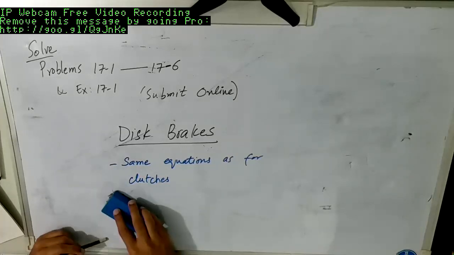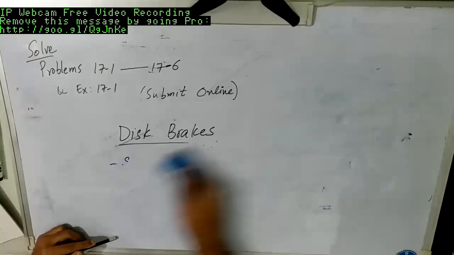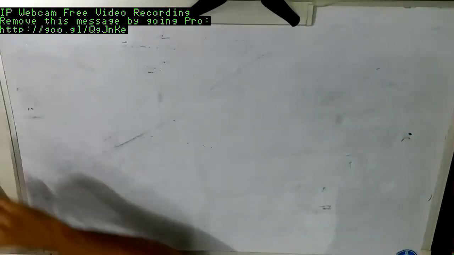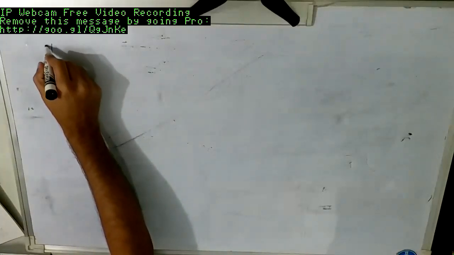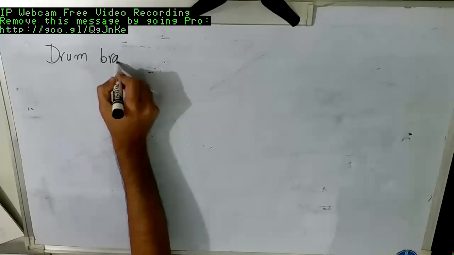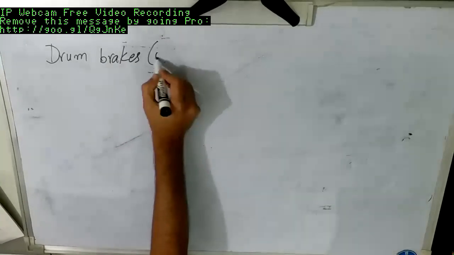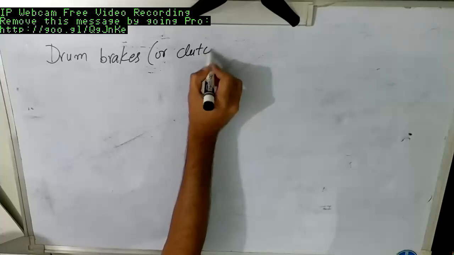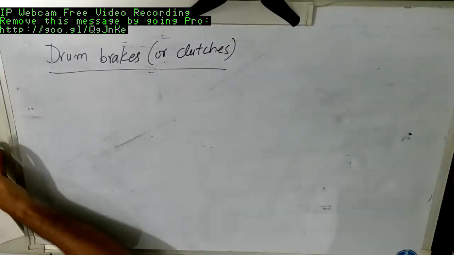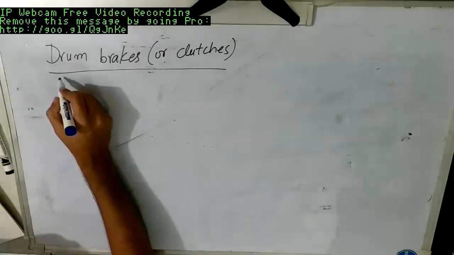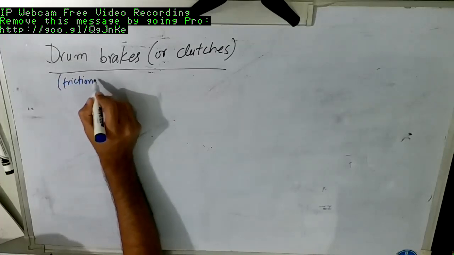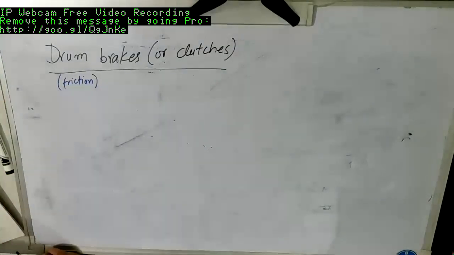So this is the end of the topic for clutches and disc brakes. Our next topic is drum brakes. So drum brake, or again the same theory also applies for clutches. So drum brakes are also a type of friction brake. So they also work on the principle of friction.